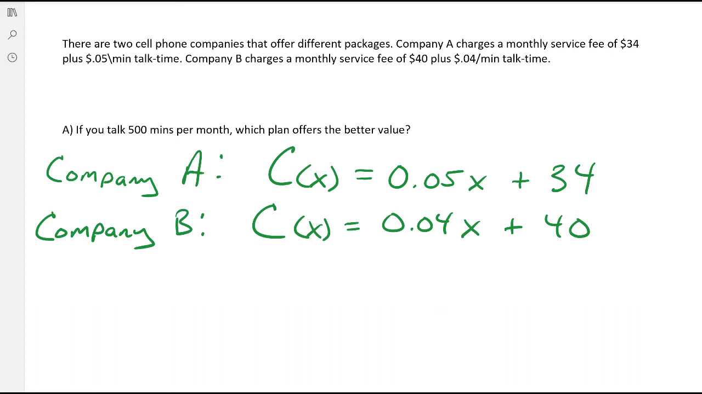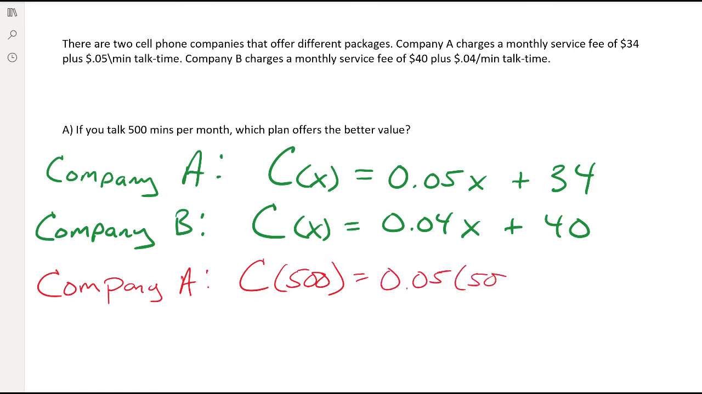Now that we have our two equations that determine how much cost we will incur for x amount of minutes, to figure out the cost of, let's say, 500 minutes of talk time, we can simply plug in the number of minutes for x. So for Company A, if we want to know the cost of 500 minutes, we've got to find C of 500, which will be 0.05 times 500 plus 34, which equals what?